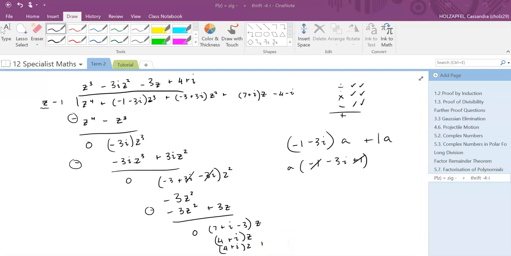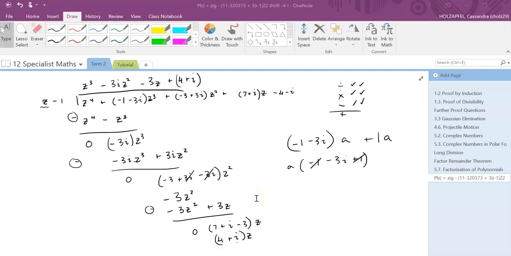I've just popped some brackets around here to make it a little bit easier to see. So we've found our factor. Now we've done the division part. We're going to do the multiplication part. So this is going to be this factor times by this. So that's going to give me 4 plus iz minus 4 minus i.